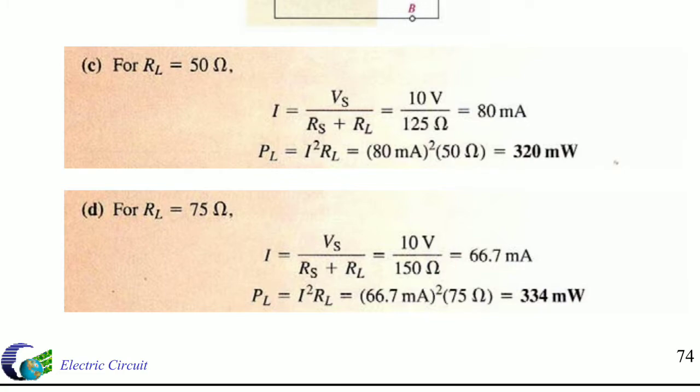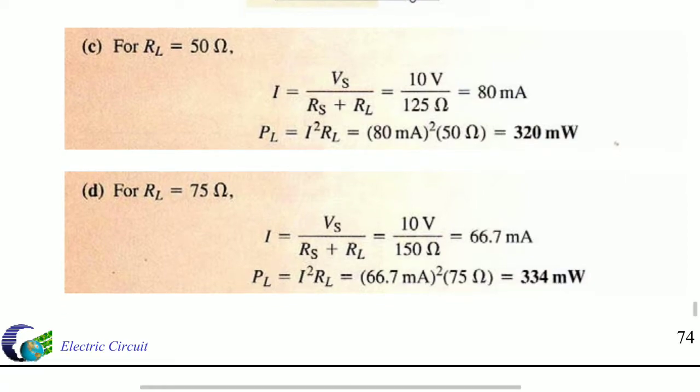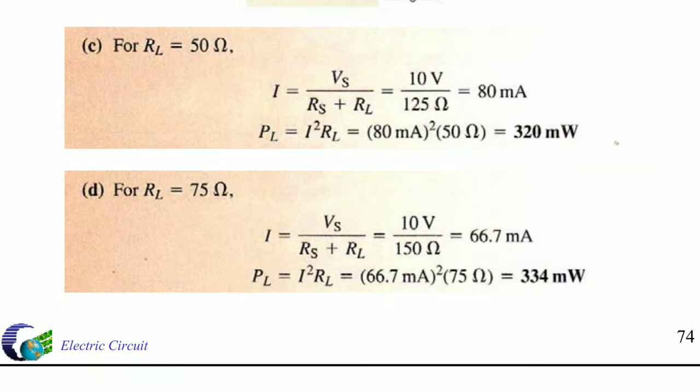Now for RL equal to 75 ohms. Vs by Rs plus RL is 10 volts by 150 ohms, which is 66.7 milliamps. In the same way, PL is equal to I square into RL, that is 66.7 milliamps whole square into 75 ohms, which gives 334 milliwatts. The previous value is 320 milliwatts; now the value is 334 milliwatts.